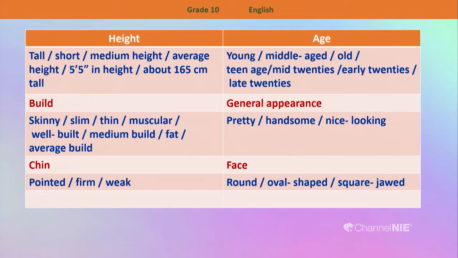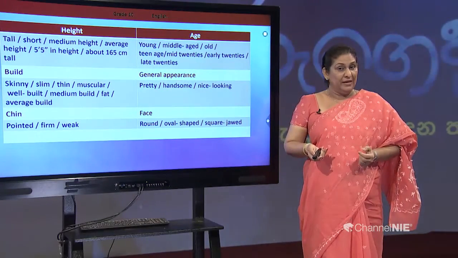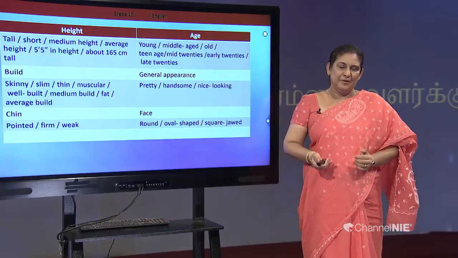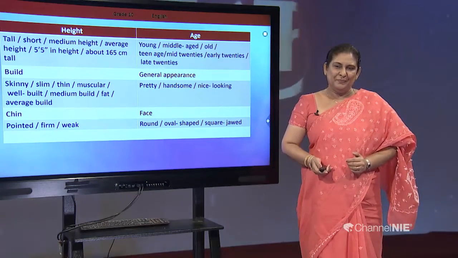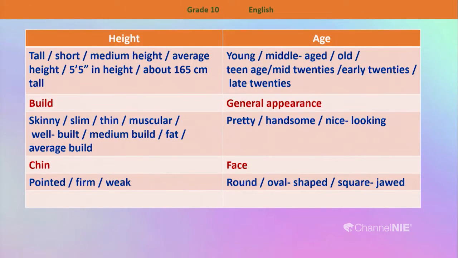Right. And when we are talking about the build, that means the structure of your body, you can say skinny, that means very thin, and slim, thin, muscular, well built, medium build, fat, average build. So that is the structure of your body. I think, Nirmala, they can remember the pictures that you have shown them earlier. We will describe those things in detail. Now this is just to have an idea, children. Yes. All right. Then we can talk about the chin. Pointed, firm, weak. You can use these words to describe the chin.